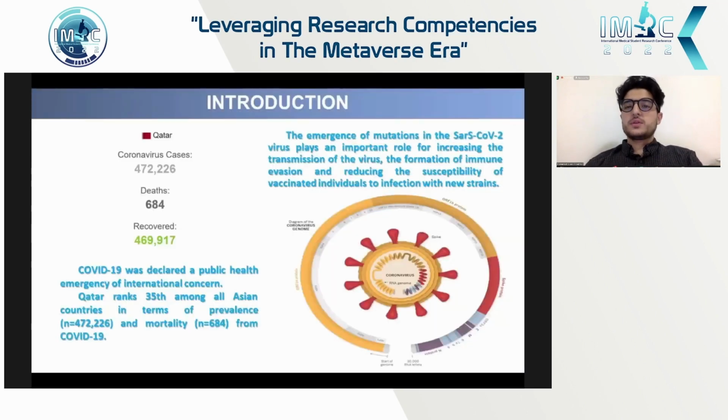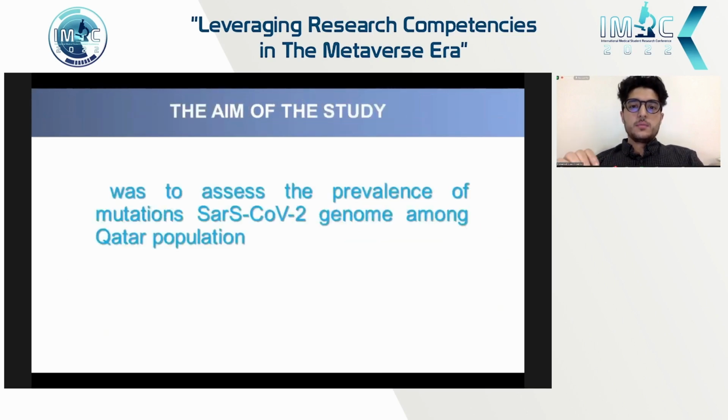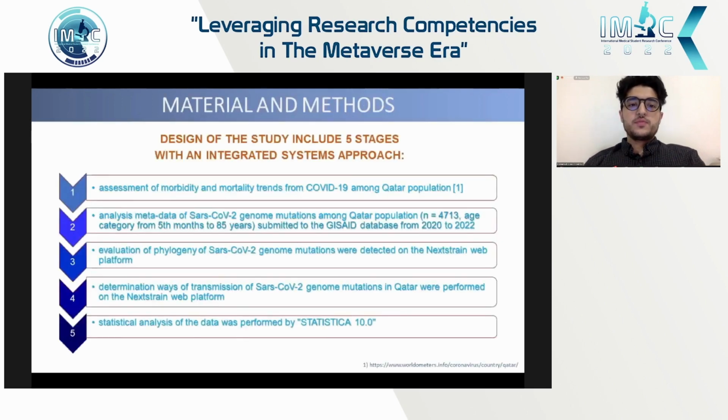First of all, we'd like to talk about how Qatar ranks at the top in public health, when it comes to prevalence and when it comes to mortality. The aim of our study is to look at the SARS-CoV-2 genome among the Qatari population and how mutation affects it. First, the design of our study started with assessment of the morbidity and mortality trends.